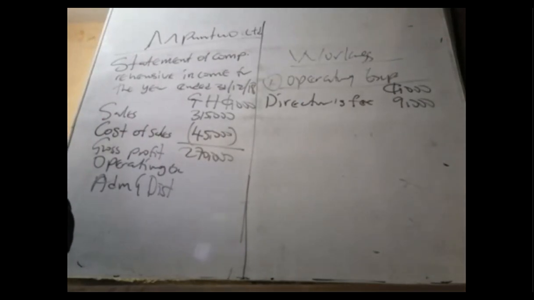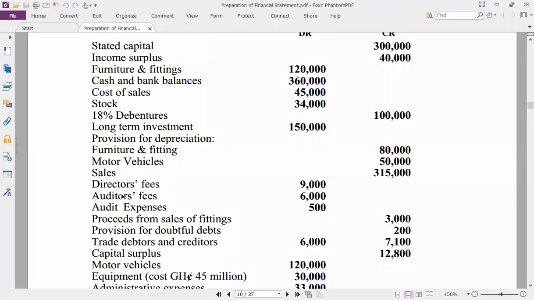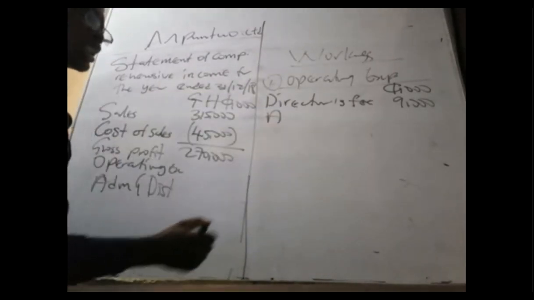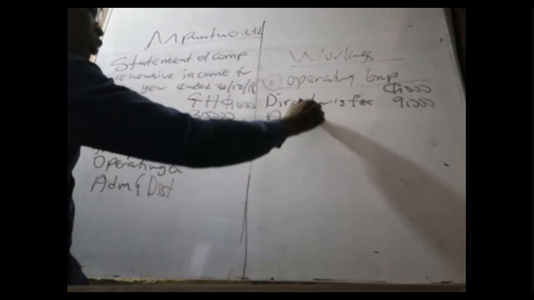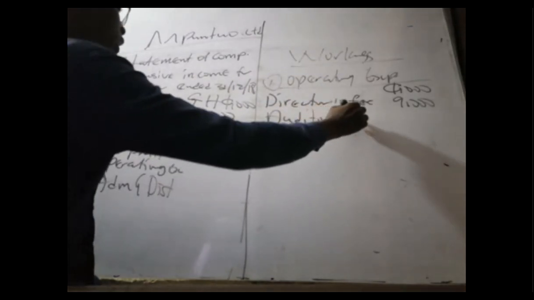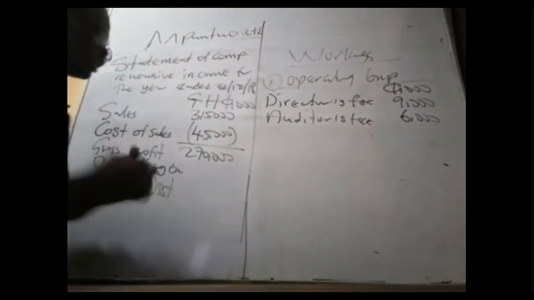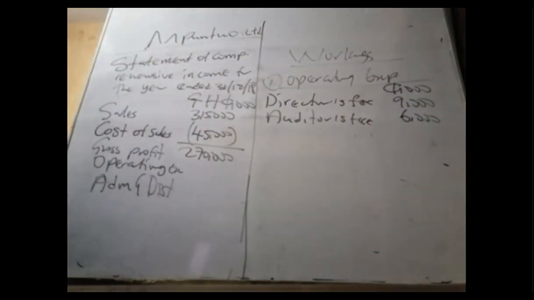The next item on the list is what? Auditor's expenses. 6,000. It should be auditor's fee, sorry. Auditor's fee, 6,000. Next item, one after the other, line by line.